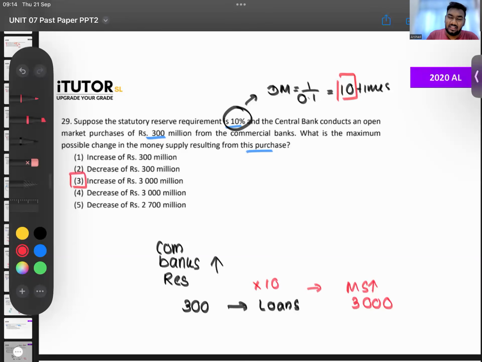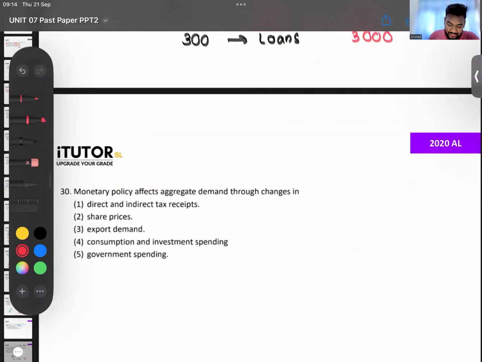The opposite will happen if the commercial bank sells. Now, in your paper, they can ask that. They can say if the commercial bank sells a treasury bill or government securities worth 100 million, what will happen to the money supply? So you need to figure that out. Is that okay? 29. Okay. We'll go to 30.